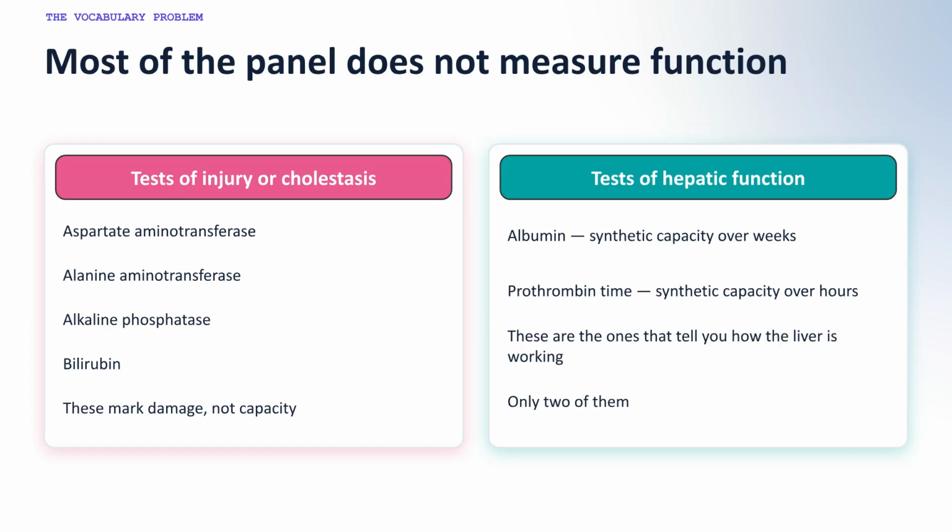Start with the language because it causes real confusion. We say liver function tests, but most of the panel does not measure function at all. Aminotransferases, alkaline phosphatase, and bilirubin all mark injury or obstructed bile flow. They tell you something is happening to the liver. They do not tell you whether the liver still works. Only 2 tests measure synthetic function, albumin and the prothrombin time. When someone asks how bad is the liver failure, it is those 2 you look at.